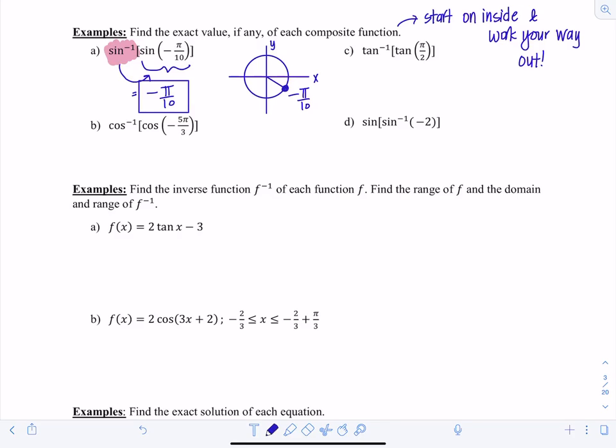Good. Now example B is a little trickier. So we have cosine inverse of cosine of negative 5 pi over 3. Okay, so negative 5 pi over 3, let's see where that is. So here's our unit circle, negative 5 pi over 3, that would be over here.